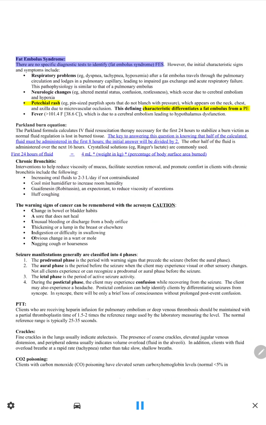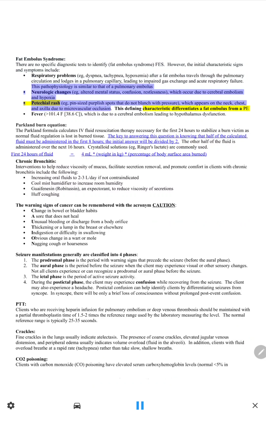Fat embolus syndrome. There are no specific diagnostic tests to identify fat embolus syndrome, FES. However, the initial characteristic signs and symptoms include respiratory problems, e.g., dyspnea, tachypnea, hypoxemia, after a fat embolus travels through the pulmonary circulation and lodges in a pulmonary capillary, leading to impaired gas exchange and acute respiratory failure. This pathophysiology is similar to that of a pulmonary embolus.